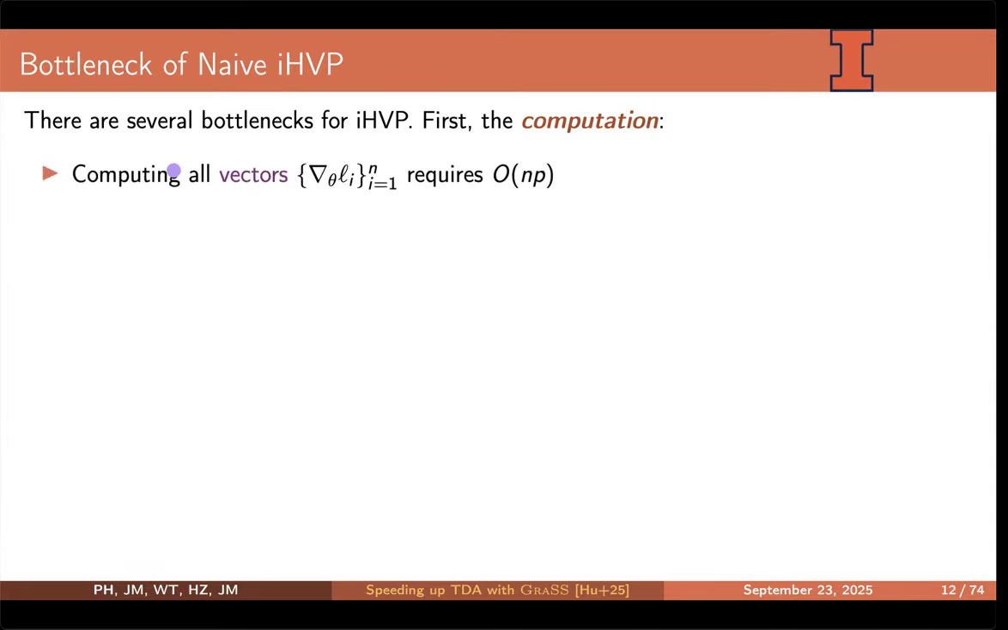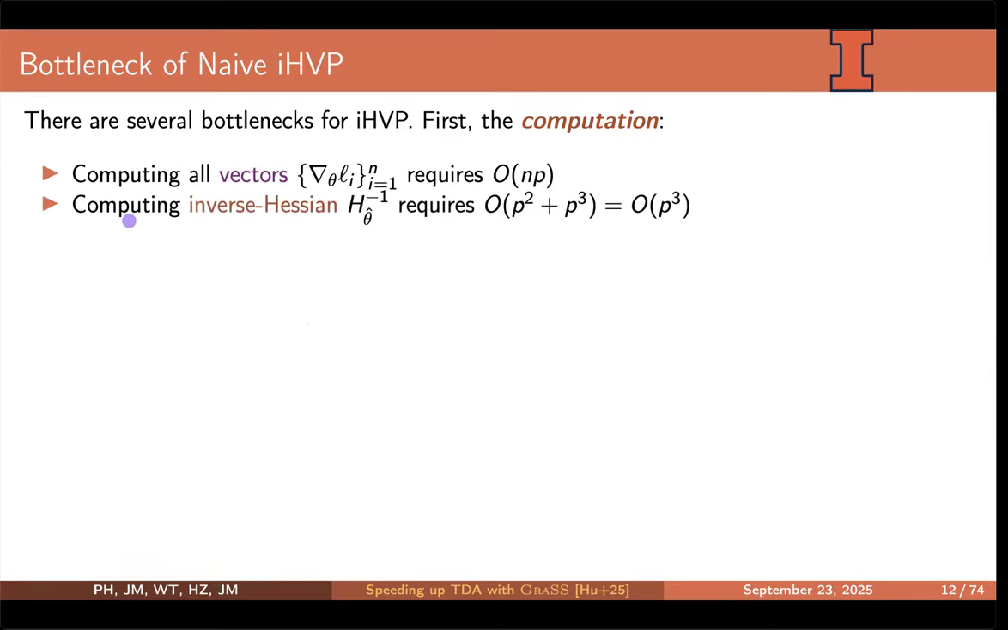So first, computing all the per-sample gradient vectors requires O(NP), because for each sample we do forward-backward passes, which takes O(P), and there are N data points. And for computing the inverse Hessian, you first form the Hessian, which takes roughly P squared, and then invert it, which takes roughly P cubed. And computing the products is basically just the inverse Hessian times the vector, which is P squared.